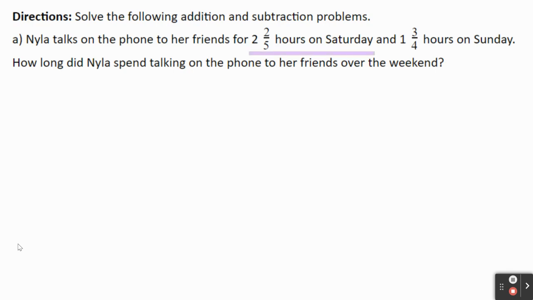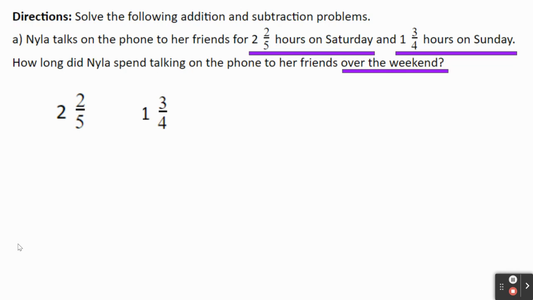Well, first, she talked for 2 2/5 hours on Saturday. She also talked for 1 3/4 more hours on Sunday. We want to find out how long she spent talking on the phone over the entire weekend. So we're going to be adding these two mixed numbers together. If we look carefully, we can see that the denominators, which are the numbers on the bottom, are not the same. We need to create equivalent fractions so that the denominators are the same so we can add them.